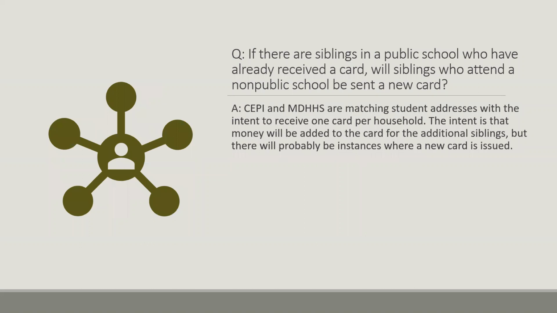Another question: if there are siblings in a public school who have already received a card, will siblings who attend a non-public school be sent a new card? As we said, CEPI and MDHHS are matching student addresses with the intent to send one card per household. However, this is not a perfect system. Again, the intent is that the money will be added to the card for additional siblings, but there will probably be instances where a new card is issued. We've heard it going both ways.